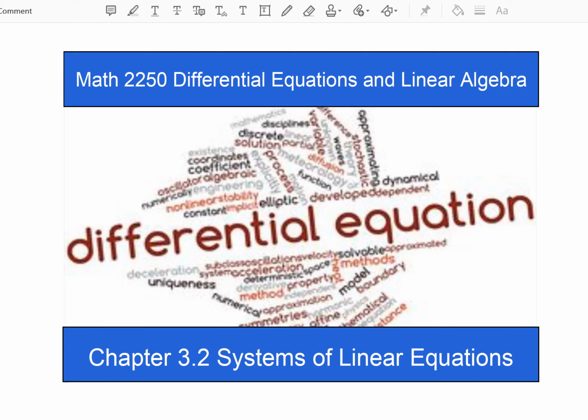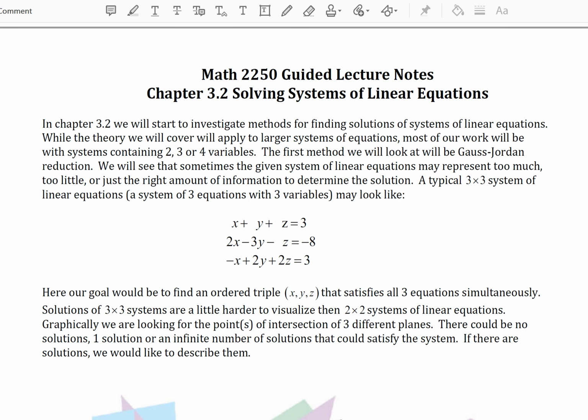In this video, we are going to be going through Chapter 3.2, Systems of Linear Equations. In Chapter 3.2, we start to investigate methods for finding solutions of systems of linear equations. While the theory we cover will apply to larger systems of equations, most of our work will be with systems containing 2, 3, or 4 variables.